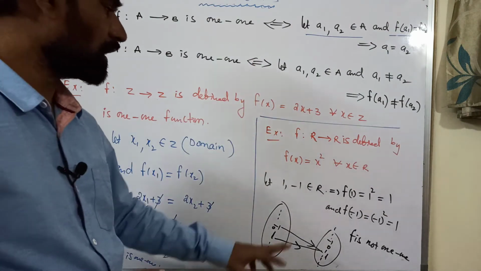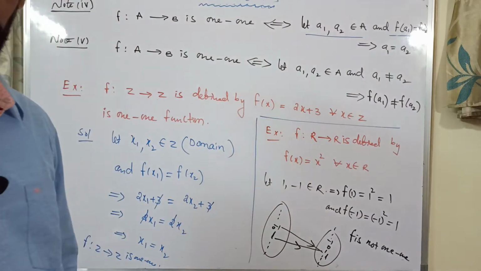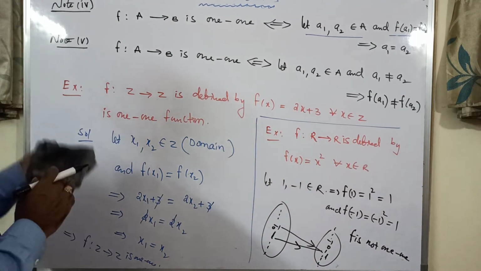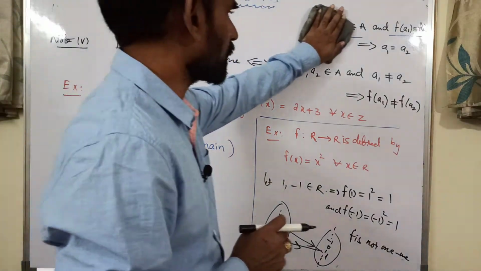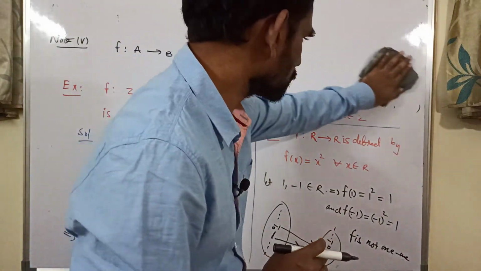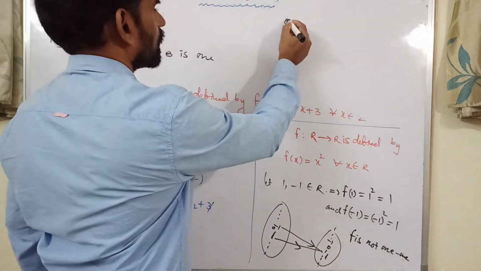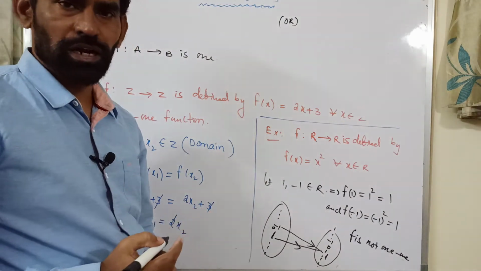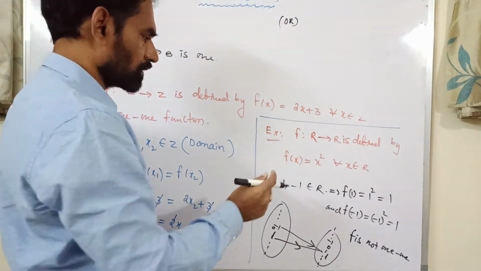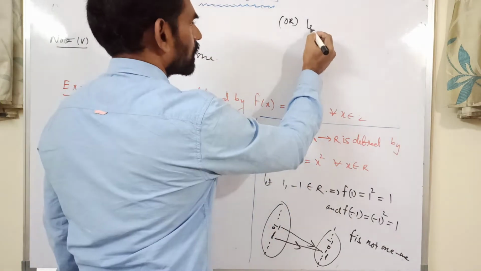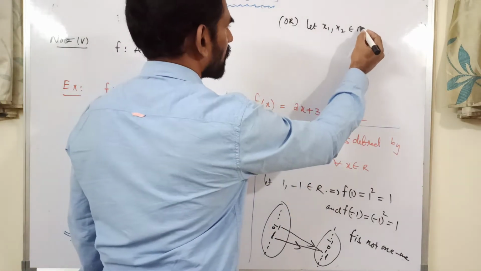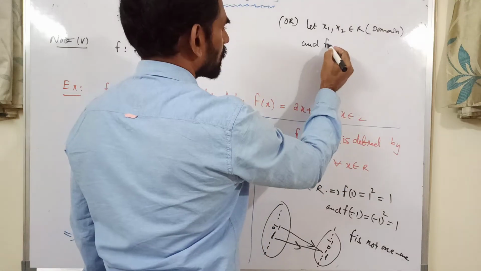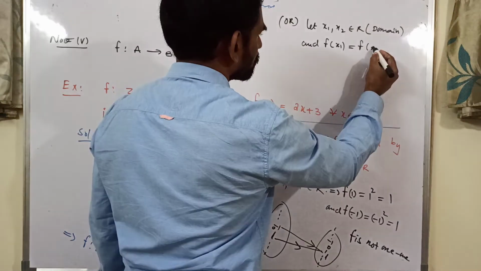Otherwise, theoretically, how do we show this function is not one-one? See how to show it once again. I am writing this alternate method for this example. To show whether it is one-one or not, we select two elements from the domain. Let x1, x2 belong to R, R is the domain, and we assume that f of x1 equals f of x2.